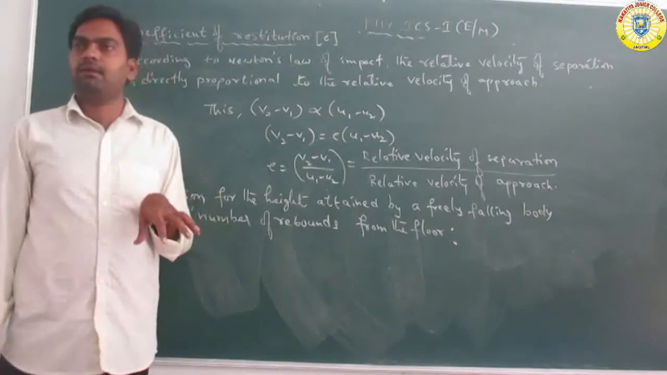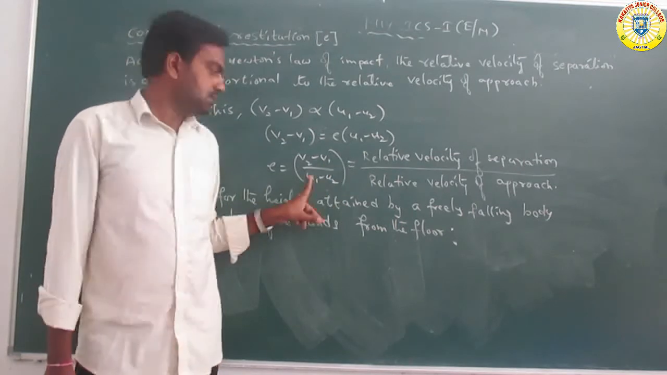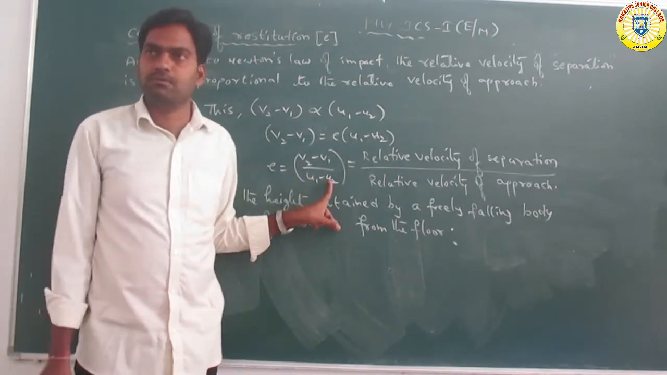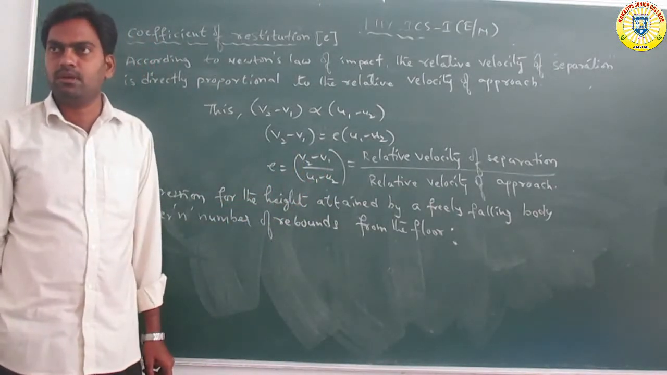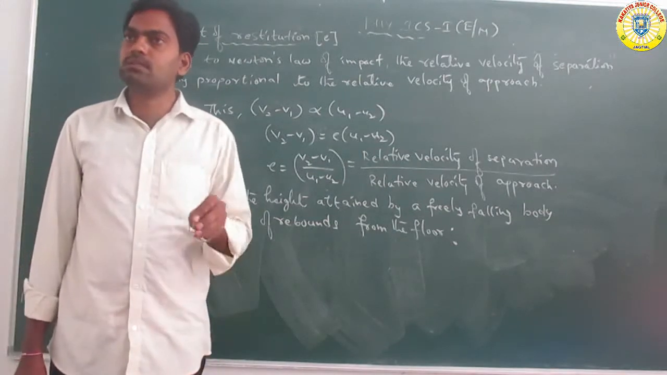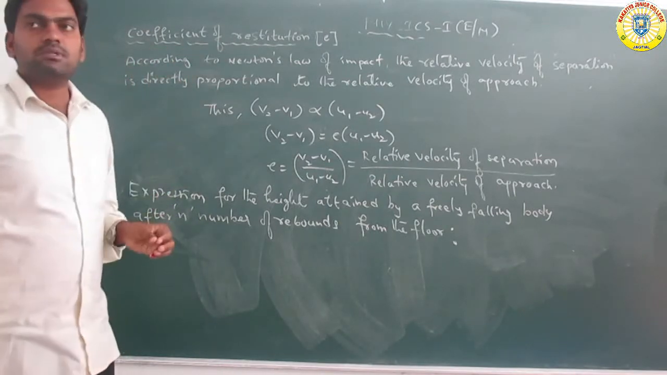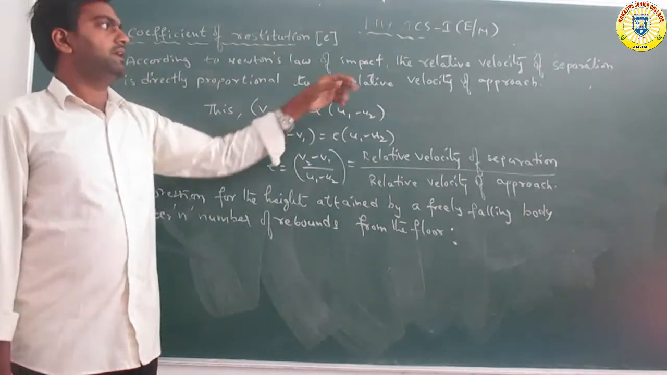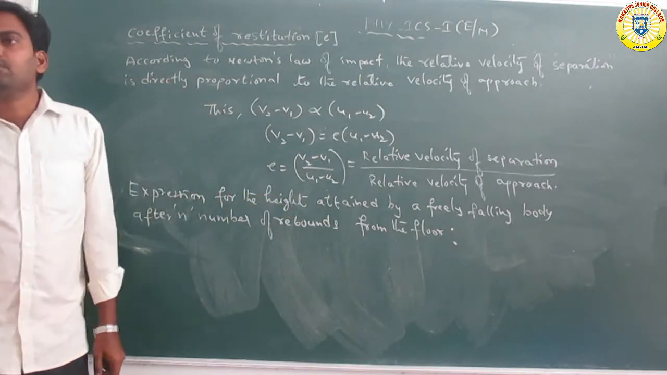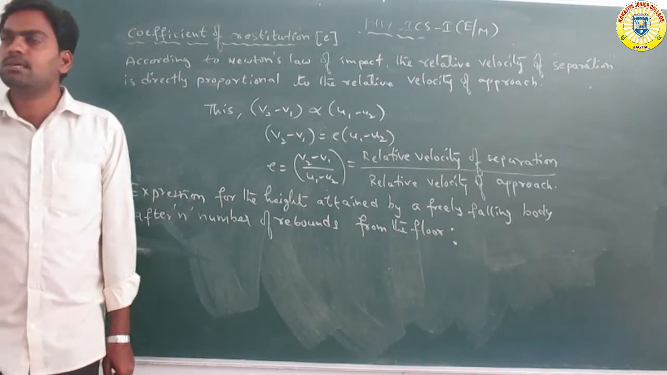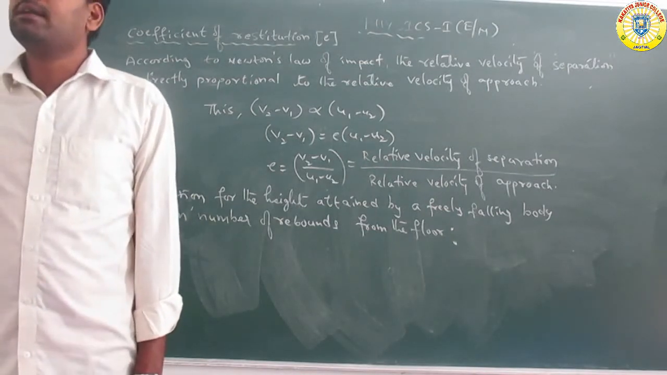Relative means comparing one to another. The relative velocity of separation is after collision, and the relative velocity of approach is before collision. This ratio is called the coefficient of restitution, e. There are no units for e. So what is the coefficient of restitution? The relative velocity of separation is directly proportional to the relative velocity of approach. That is called the coefficient of restitution: e is equal to V2 minus V1 by U1 minus U2.